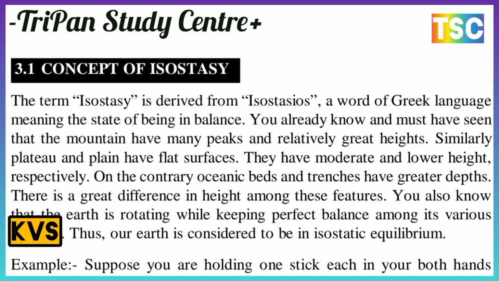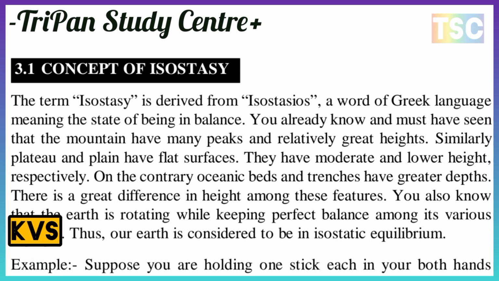balance. You already know and must have seen that a mountain has many peaks and relatively greater heights. Similarly, the plateau and the plain have a flat surface and moderate and lower heights respectively. In contrast, the oceans and the trenches have a greater depth. There is a great difference in height among these features, and you also know that the earth rotates while keeping a perfect balance among its various features. And thus our earth is considered to be in isostatic equilibrium.